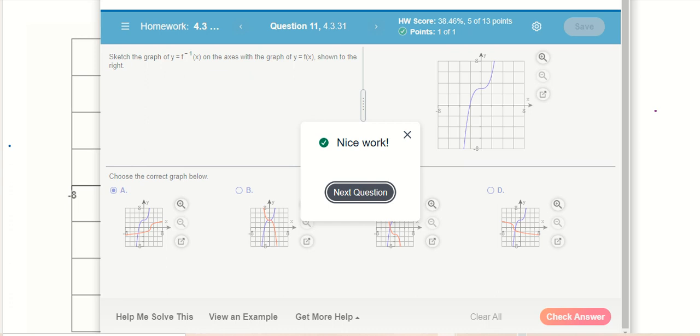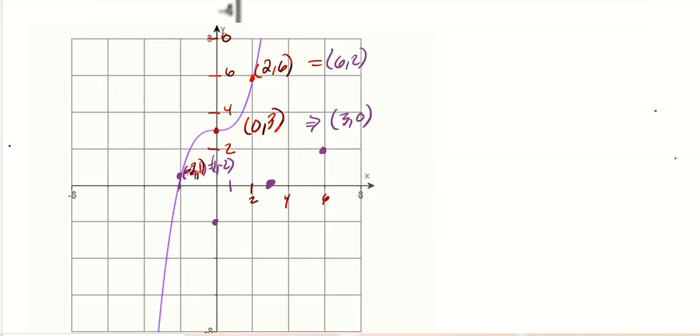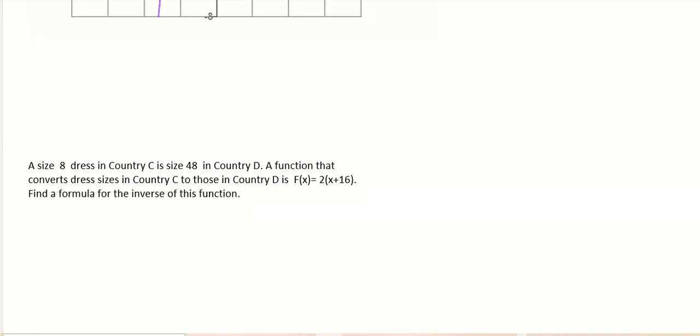All right. Nice work. Nice work. Any other? So it says a size 8 dress in country C is a size 48 in country D. A function that converts dress sizes in country C to those in country D is f of x equals 2 times x plus 16. Find the formula for the inverse of this new function, right?